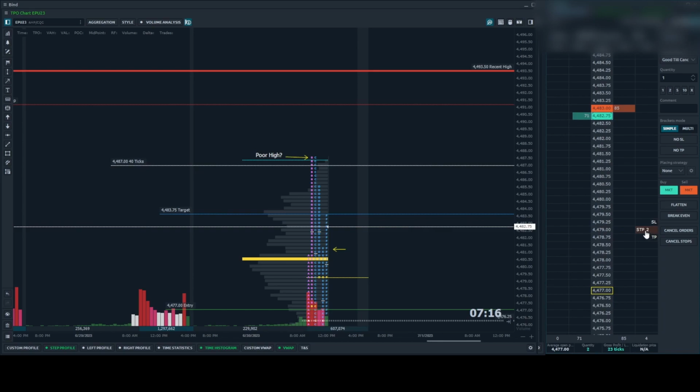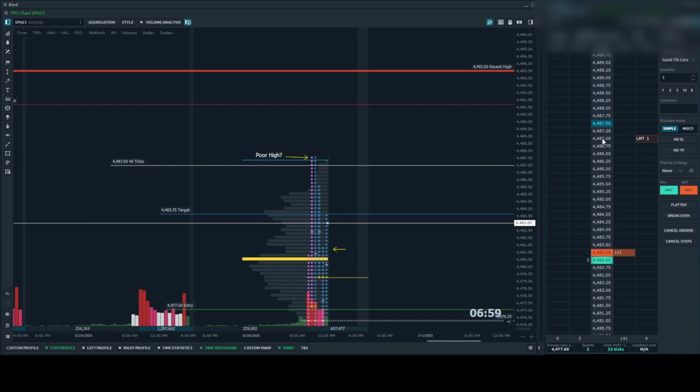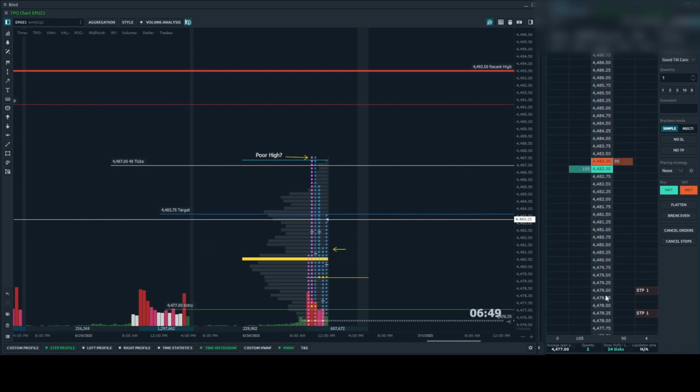Then you can do the same thing with your stops. There, now you can take another contract at your 87. That'll give you a runner to kind of see what happens once you fix this poor high, see if you get going up to here. And then your stops are all separated so that you can do the same thing where you move this one up.